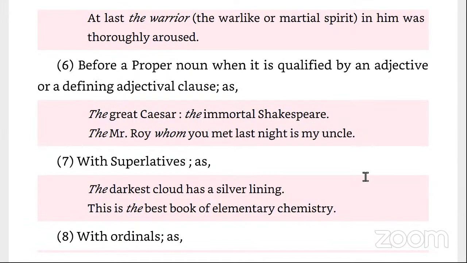Sometimes, if there is a qualifying adjective before a proper noun, meaning a noun of a name, there we use the. Let's see an example. The great Caesar, the immortal Shakespeare, the Mahatma Gandhi. You see, here we are giving titles, adjectives to names.